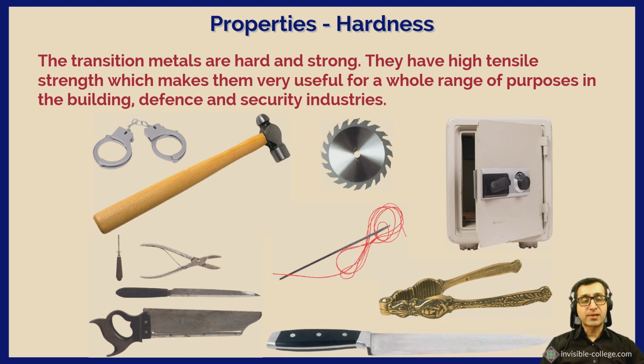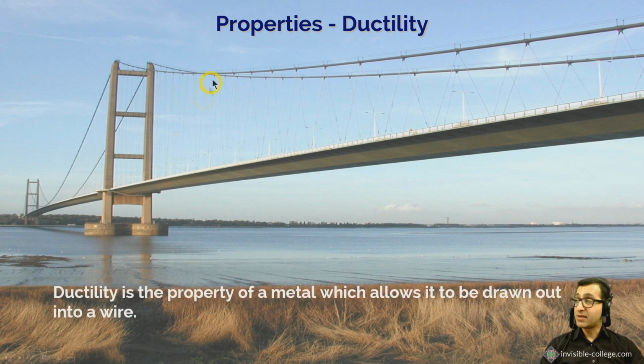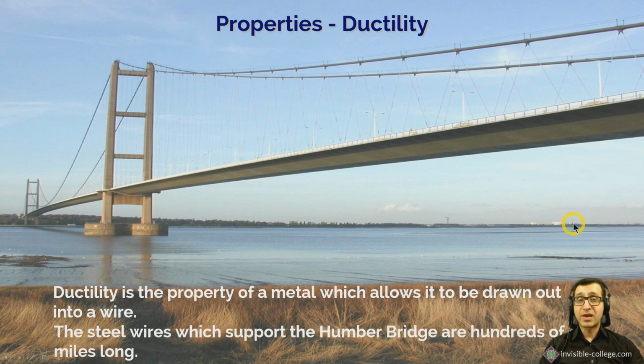Now, ductility. Ductility is the property of metals that allows the metals to be drawn into thin wires, and the wires then retain their shape. So ductility is an important property of metals, which allows them to be drawn into wires, and as you can see here from this suspension bridge, we can then use that property in many different applications here.